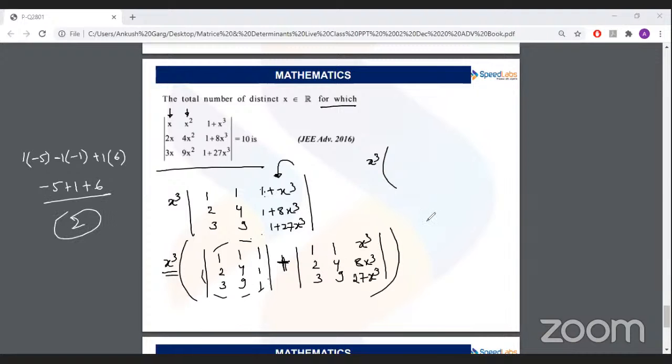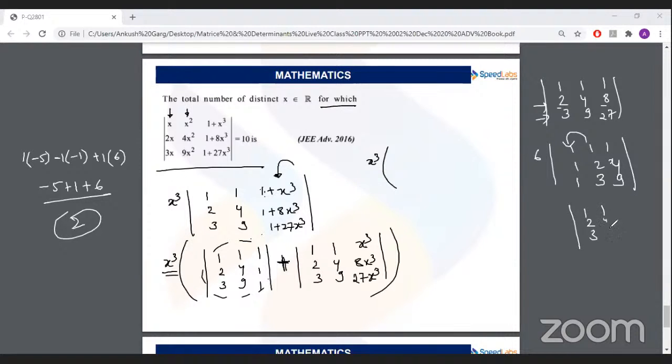Okay, and let's solve this also. That is 1, 2, 3, 1, 4, 9, 1, 8, 27. Here I can take 2 and 3 common from these two. So 6, 1, 1, 1, 1, 2, 4, and 1, 3, 9. Okay, if I interchange these two and again interchange these two, can you see it will be exactly the same determinant? First we interchanged C1 and C2, then C2 and C3.